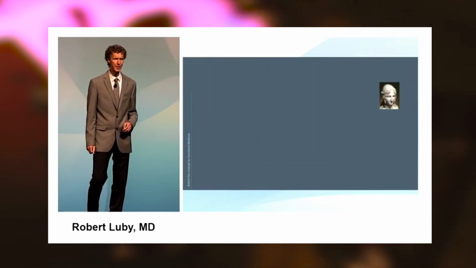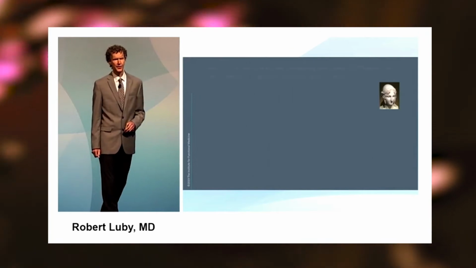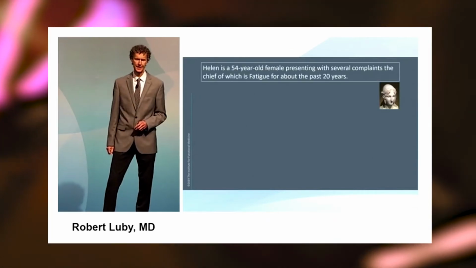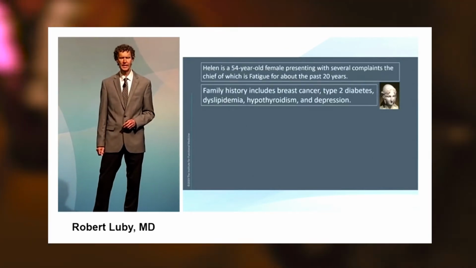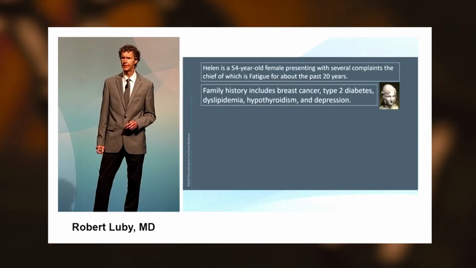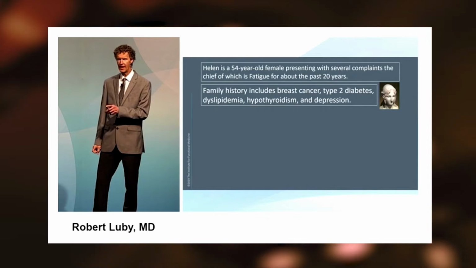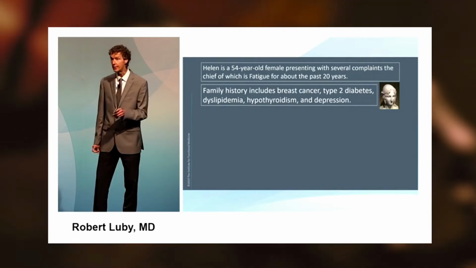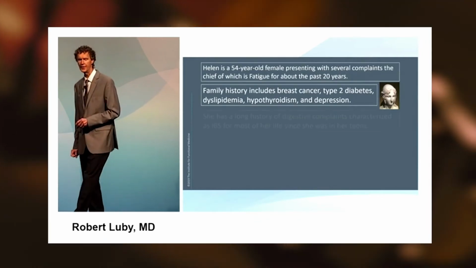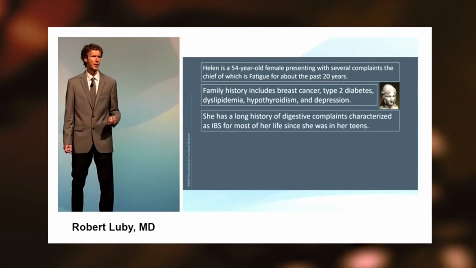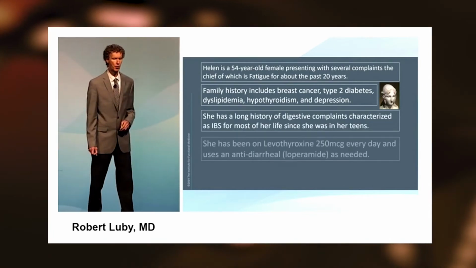Let's get to know Helen better now. She's a 54-year-old female. She's had fatigue for 20 years. This is her family history. Aggressive case finding? I see hypothyroidism. Is it autoimmune? If it is, aggressive case finding is warranted. We know that she's had digestive complaints for about 40 years now.